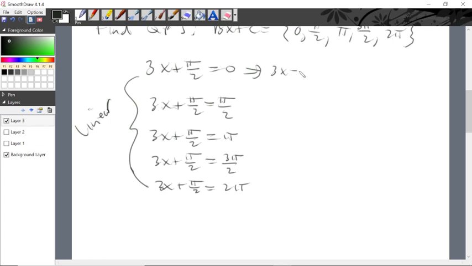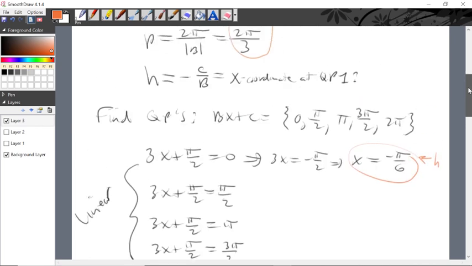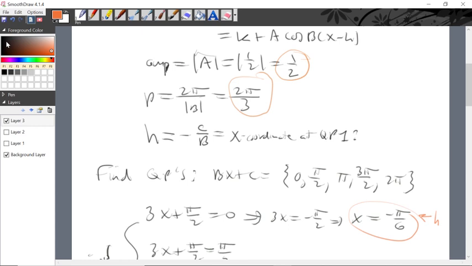So you get, for instance, 3x is equal to negative pi over 2, and then multiply by 1/3, x is equal to negative pi over 6, for example. That's quarter point 1. That's the x coordinate at quarter point 1. Therefore, that's also the value of h. So we now have the horizontal shift. H is equal to negative pi over 6.